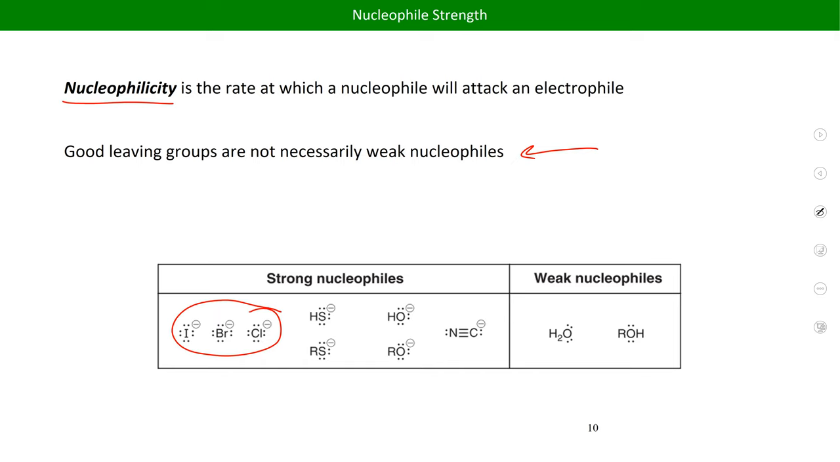But that's one of the ways that we have of making these alkyl halides in the first place, is to have them act as a nucleophile. Usually not with a substitution reaction, because we'd have to have a better leaving group than they are to favor it at equilibrium, but we can still have them act as a nucleophile by tweaking the conditions or going through a different pathway.